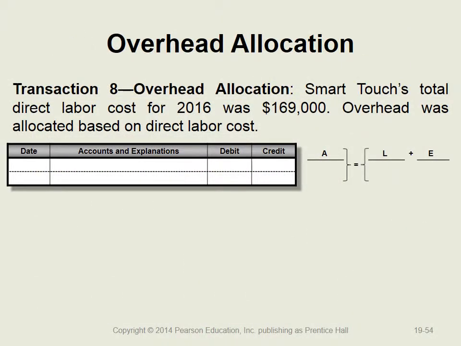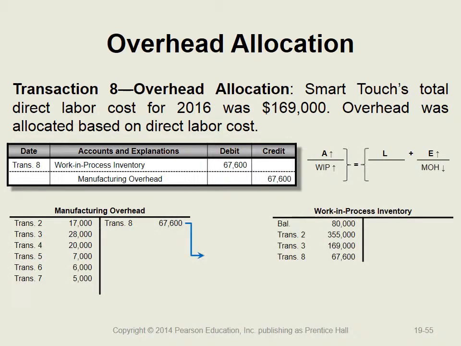SmartTouch's total direct labor cost for 2016 was $169,000, as seen previously in Transaction 3. This information is used to calculate the amount of manufacturing overhead to be allocated. SmartTouch allocated manufacturing overhead to each of the jobs worked on in 2016, including jobs still in process at the end of the year. We calculate the total overhead allocated to all jobs by multiplying the predetermined overhead allocation rate of 40% by the $169,000 direct labor costs. The result is $67,600 of overhead being allocated to the work in process inventory.